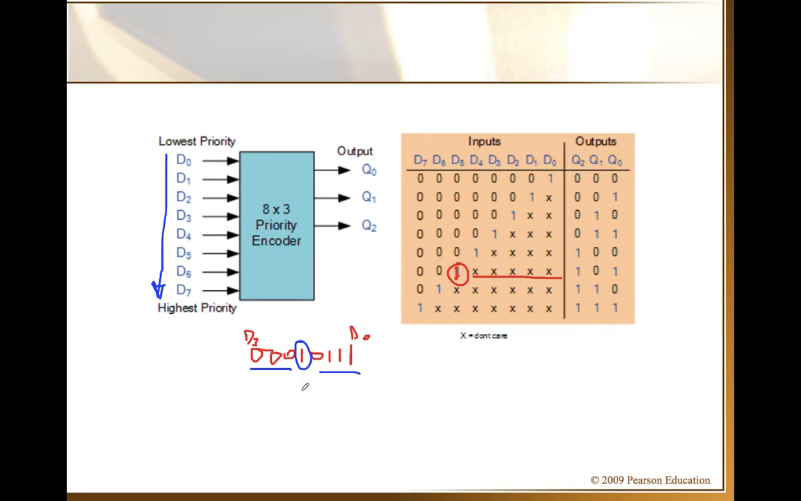So what will be encoded? D0, D1, D2, D3, D4. This is D4. So D4 will be encoded into what? What is the code for 4? The code for 4 is 100. As you can see here, this is D4, this is the code. So this will be the output. It doesn't matter, these lines will not be considered.